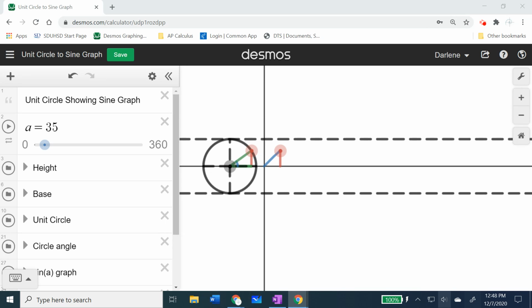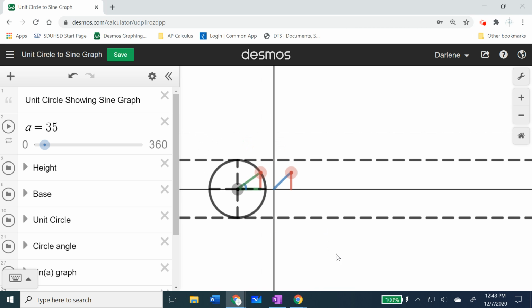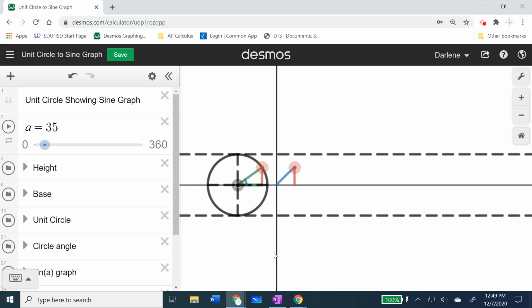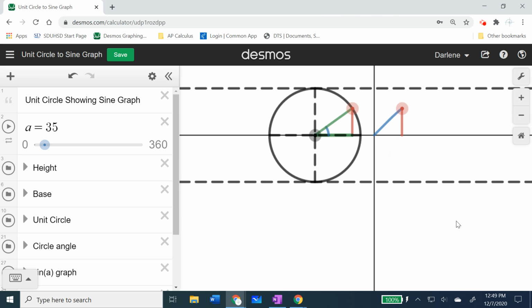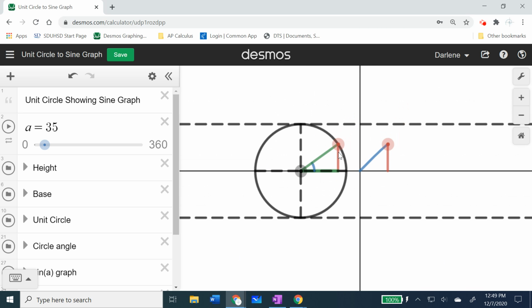Today is very exciting. You are going to learn how to sketch the graphs of sine and cosine. So, the unit circle. We've been working with the fact that the y-coordinate of the unit circle represents values of sine.